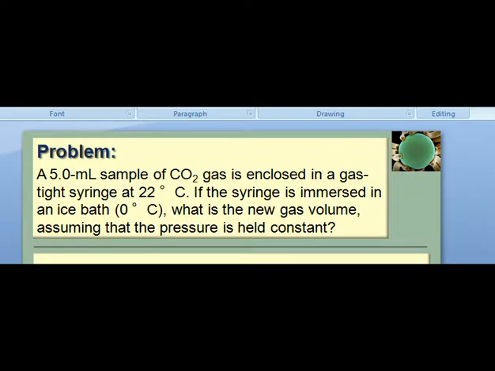Here is a sample problem. Take the time to pause the podcast, set up the problem, calculate the new volume. What is happening to the gas? Is the temperature increasing or decreasing? Can you predict what will happen to the volume of the gas? And then try to predict why the volume of the gas is changing using the kinetic molecular theory.